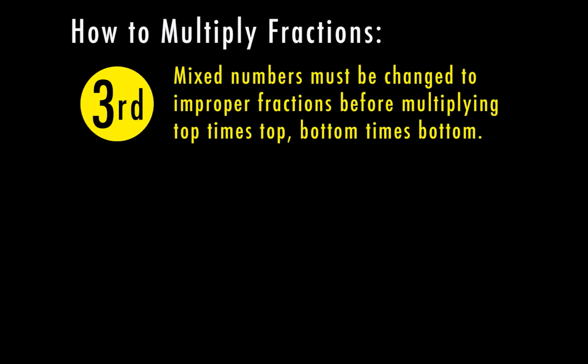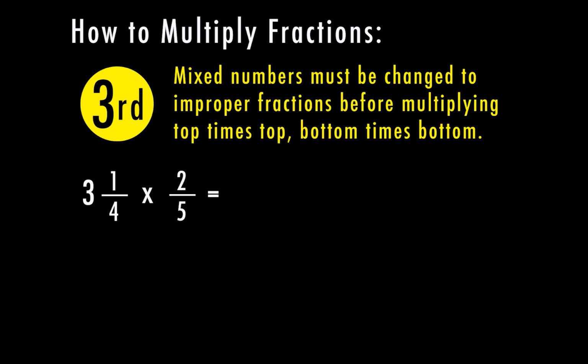For our third step here, if we have mixed numbers to begin with in the problem, we must change those to improper fractions before multiplying top times top and bottom times bottom. So let's try some more examples here. Now I have 3 1/4 times 2/5. Changing a mixed number to an improper fraction, I'm going to have to work backwards from the last way that we changed an improper fraction to a mixed number.